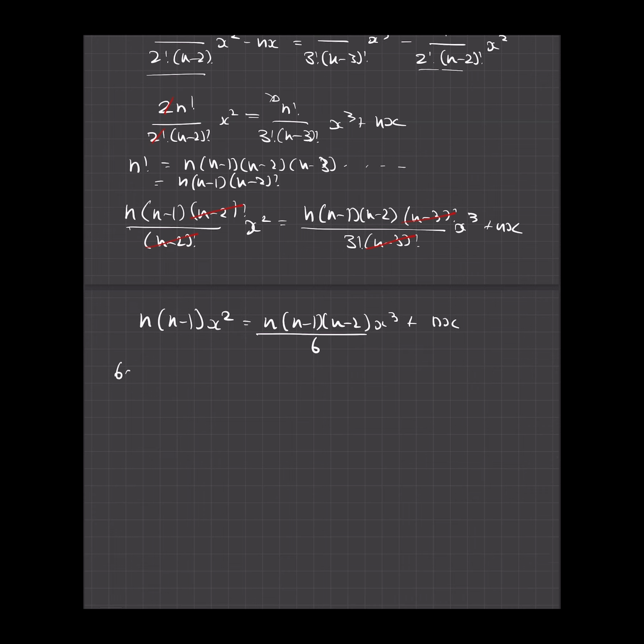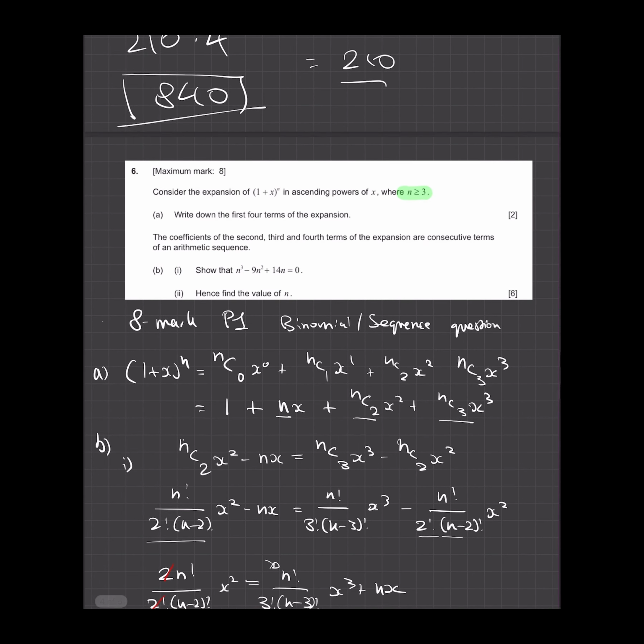So that means 6x²(n² - n), I'm just expanding that bracket, is n(n-1)(n-2)x³ + 6nx. So let's just leave that: 6x²(n² - n) equals, what I'd like to do with these is multiply these together. So that's n² - 3n + 2, x³ + 6nx. Let's just have a look if we're moving in the right direction.